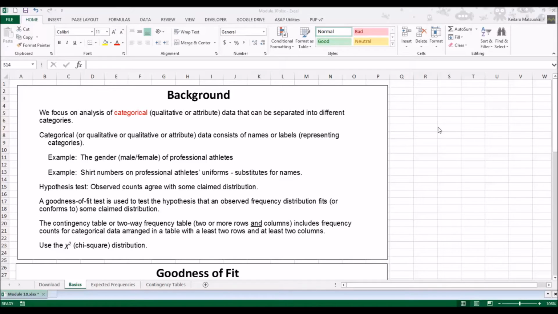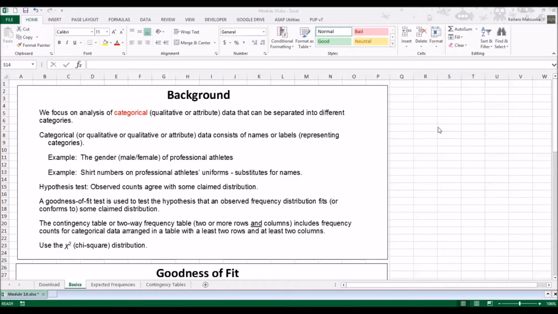Just a quick overview. Categorical data consists of names or labels or categories. For example, gender would be a category because we cannot put a number to it. And even if we have numbers, the numbers don't necessarily represent much in the number sense. For example, the shirt numbers on professional athletes' uniforms don't mean much except they're a substitute for the name. So they're more like categories instead of numerical values. When you see those types of questions, they deal with categorical data.